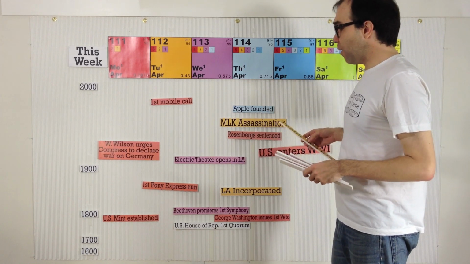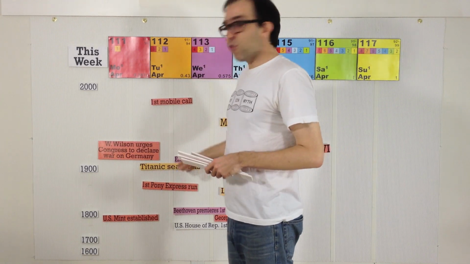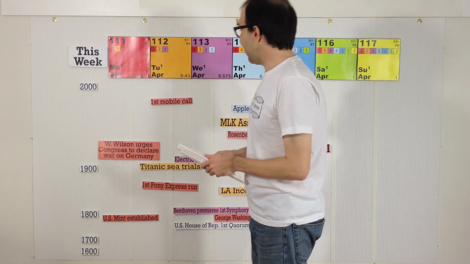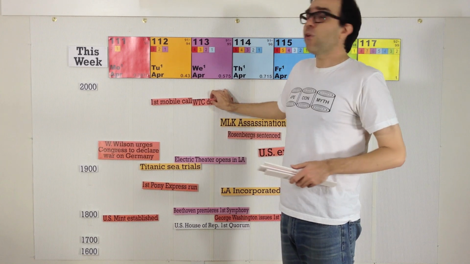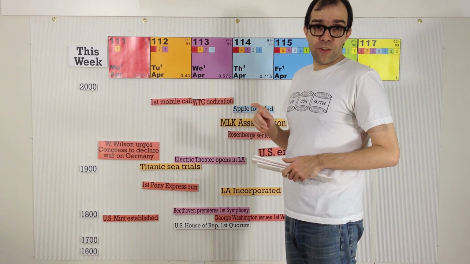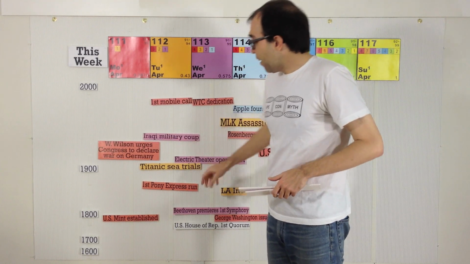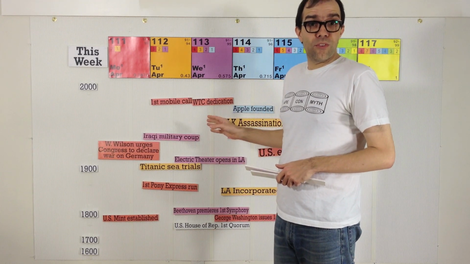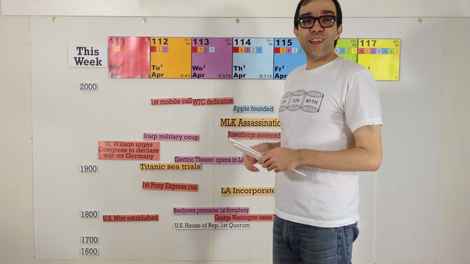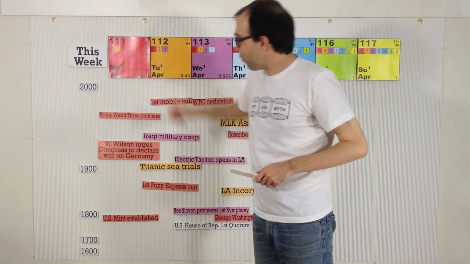Continuing on with some strange brew, we've also got Titanic beginning at sea trials in 1912 on Tuesday, and then on Wednesday, the World Trade Center was dedicated a day after the first mobile call in 1973. Let's also not forget 1941, an Iraqi military coup on Tuesday.